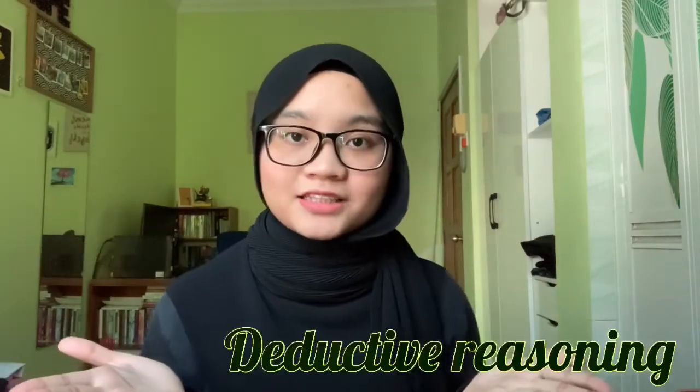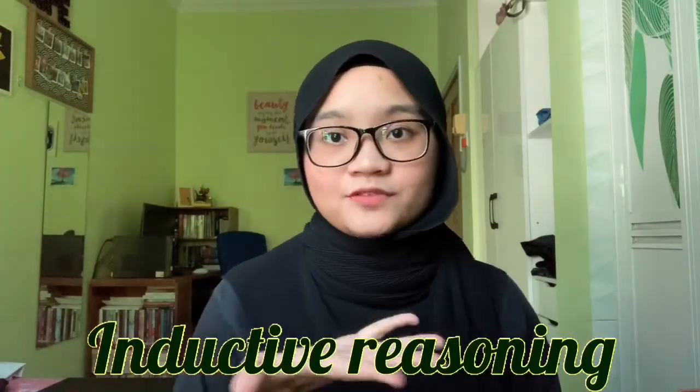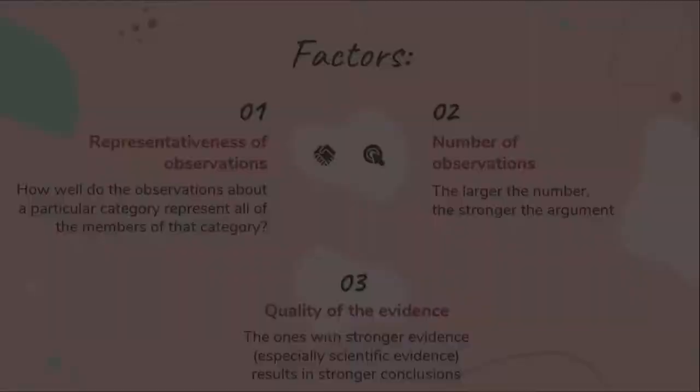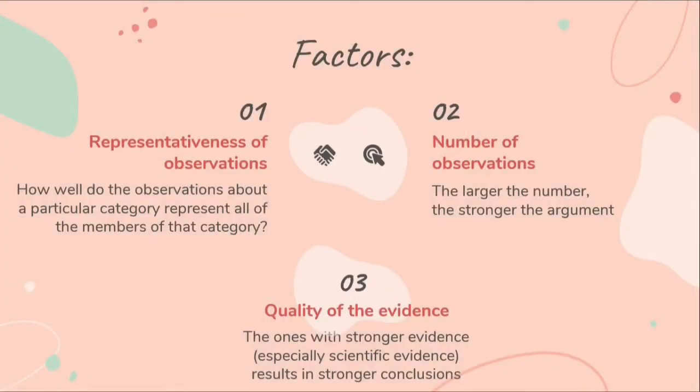There are two mechanisms involved in making decisions: inductive reasoning and deductive reasoning. Let's talk about inductive reasoning first. Inductive reasoning is the process of drawing general conclusions based on specific observations and evidence. There are three factors contributing to the strength of an inductive argument. We have representativeness of observations, number of observations, and the quality of the evidence.